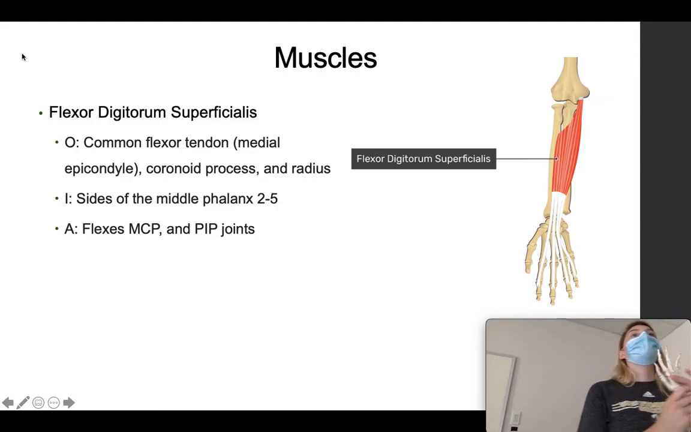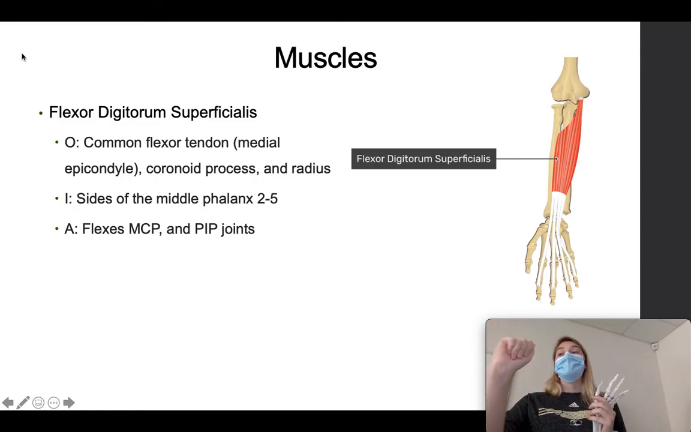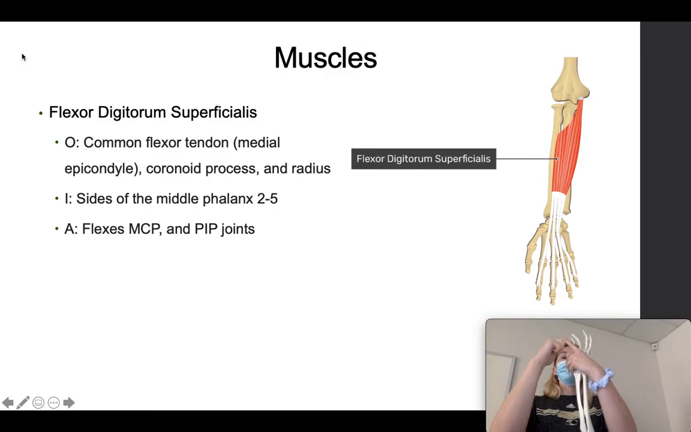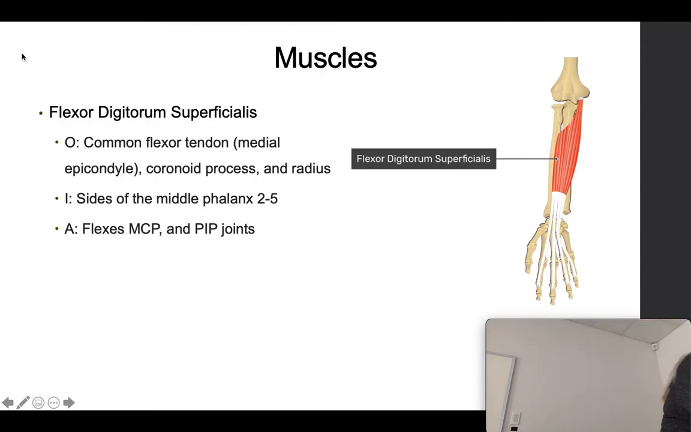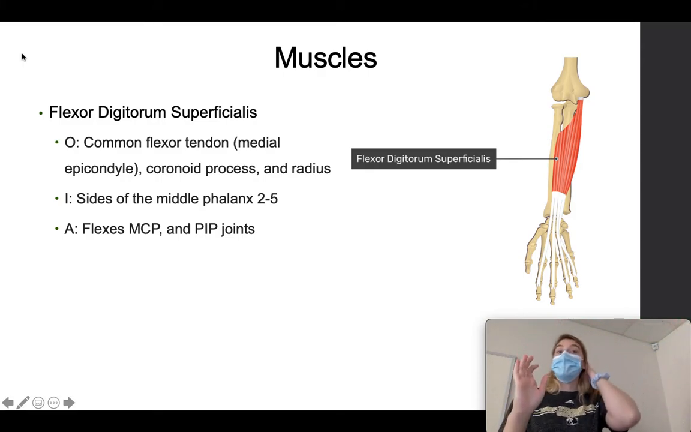It is going to flex the MCP, so your main knuckle, and it's going to flex the PIP, which is this knuckle. It does not flex the very tip of your finger. So it's only going to flex the 2 joints of your fingers, not all 3.